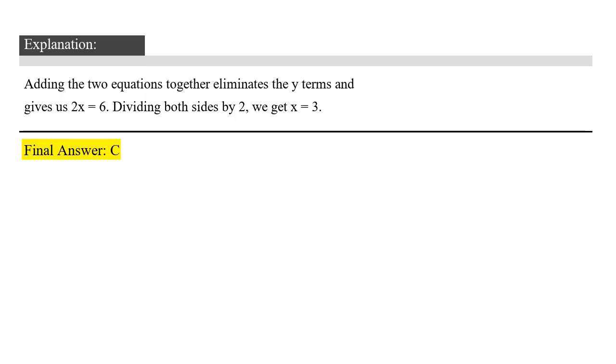Adding the two equations together eliminates the y terms and gives us 2x equals 6. Dividing both sides by 2, we get x equals 3.